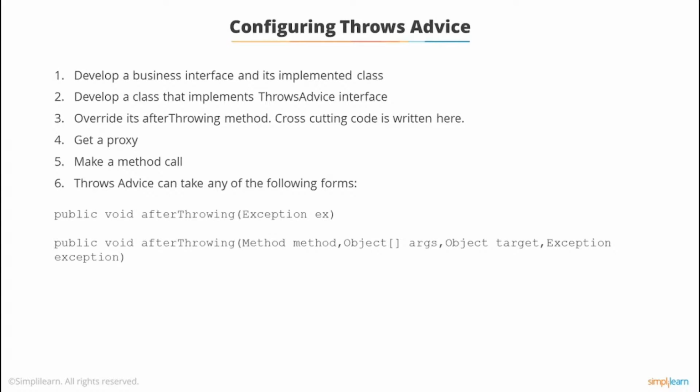We develop a class that implements the throws advice interface. We then override its afterThrowing method. Cross-cutting code is written here. We then get a proxy. We make a method call, and then the throws advice can take any of the following forms: public void afterThrowing, or public void afterThrowing with the method, the object arguments, the target, and the exception.